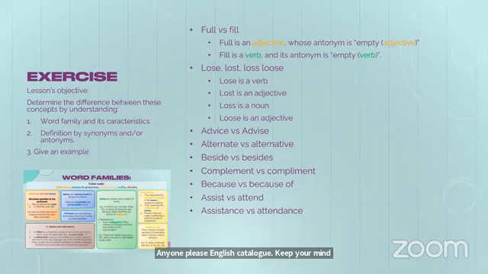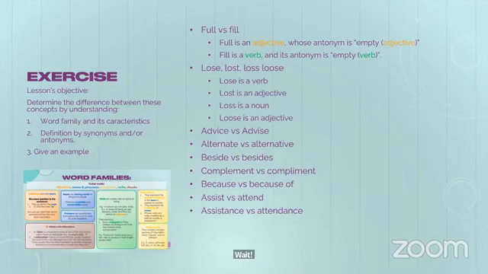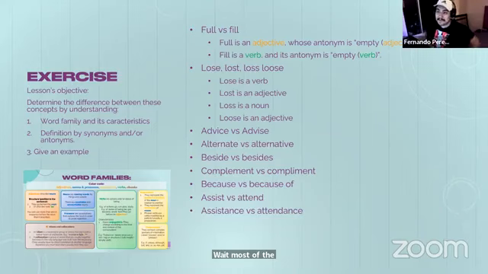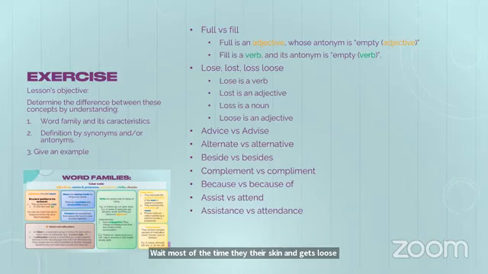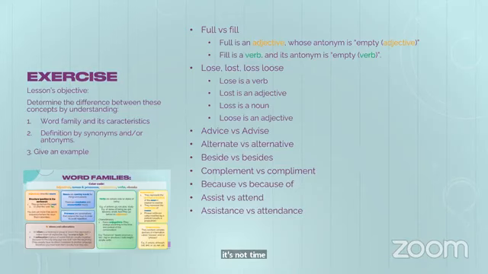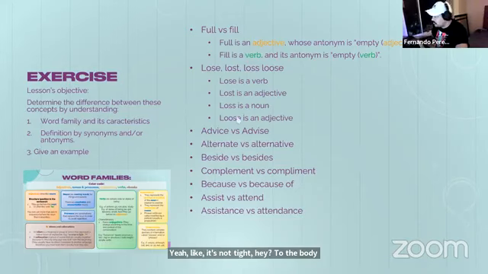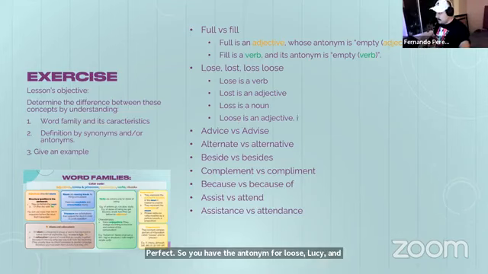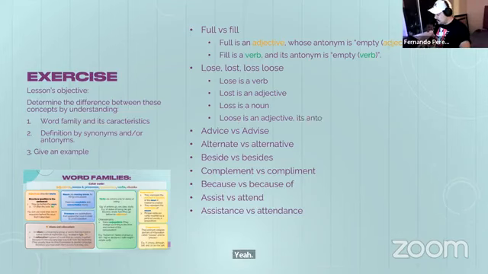I think it could have two interpretations. When someone is on a diet and they lose weight, most of the time their skin gets loose. So you have both of them. Loose is not tied to the body. Perfect. Loose is an adjective. Its antonym is tight.